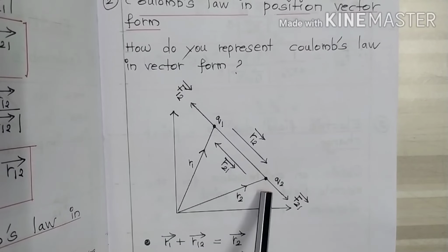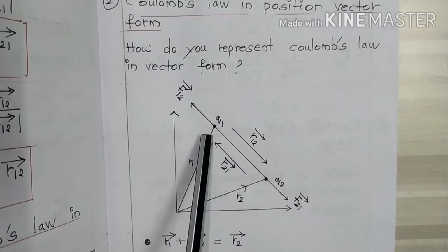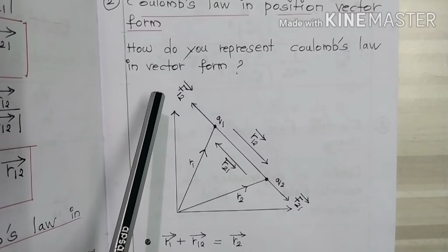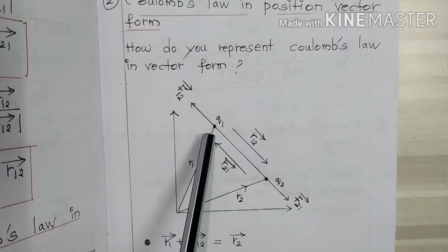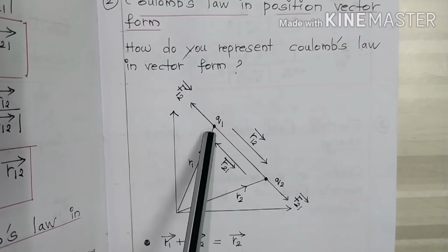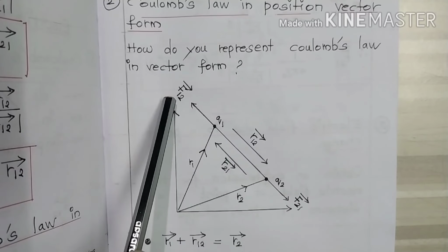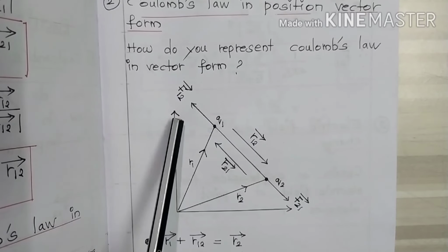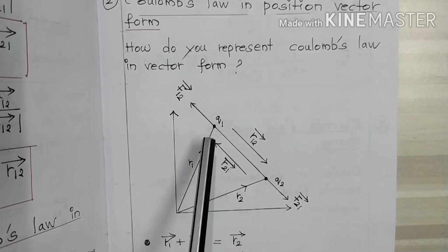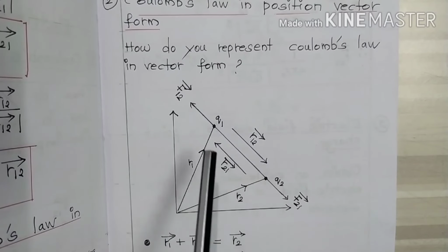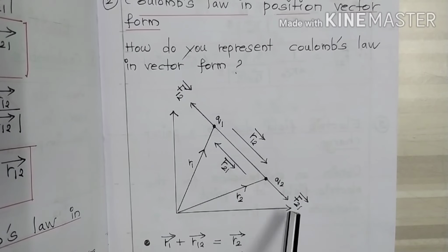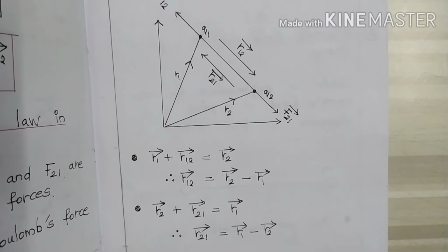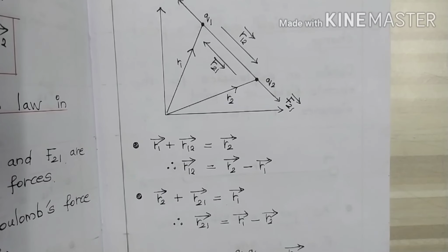This Q2 exerts a repulsive force on Q1, so it is written F12. The charge which experiences the force, that is Q1, so 1 is written over here. Then Q2 exerts the force, so the 2 is written next. Similarly, here also Q2 experiences the force and Q1 exerts the force. So 2 is written first and 1 is written next. Force vector. Okay.